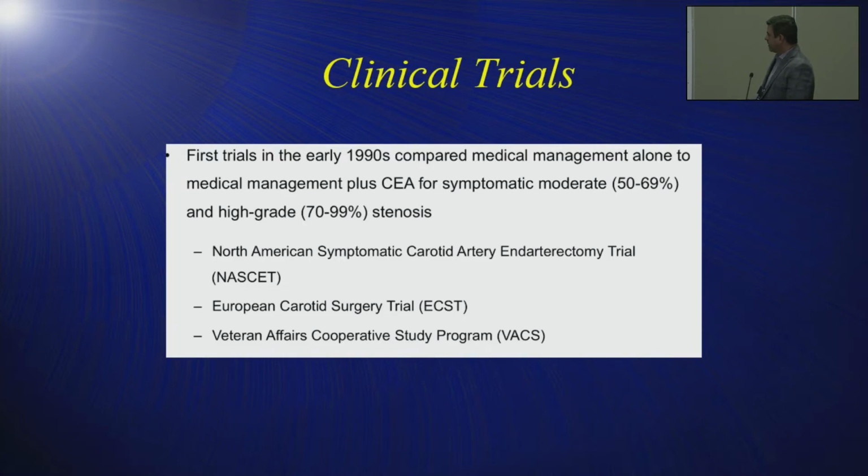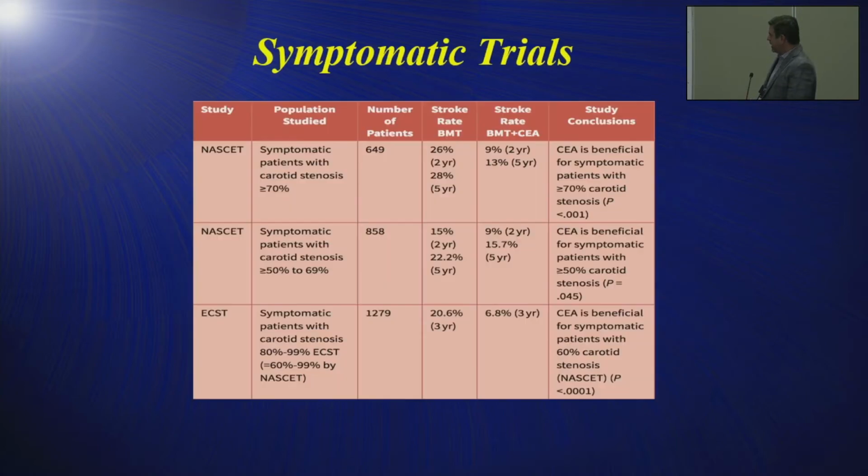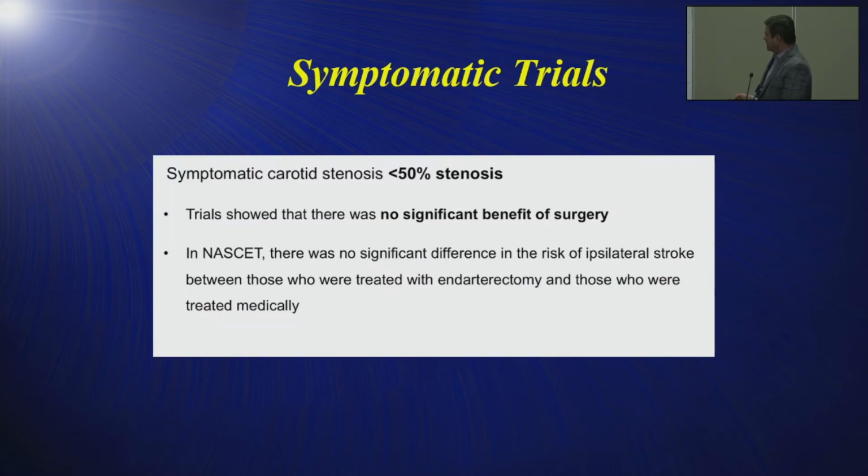And that was the North American Symptomatic Carotid Endarterectomy Trial, NASCET. What they found was if you're over 70% blocked, statistically you're better off having surgery than best medical therapy. That went down to 50%. So even if you're over 50% symptomatic, you should probably have an operation. Under 50%, it was not statistically proven to be a benefit.